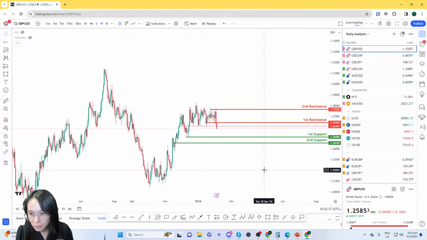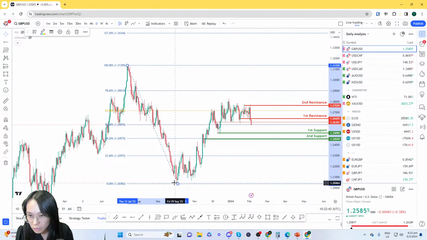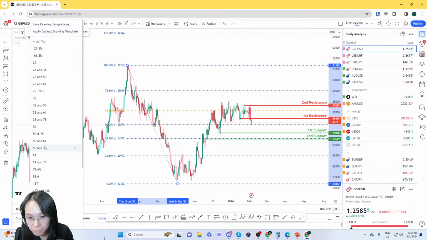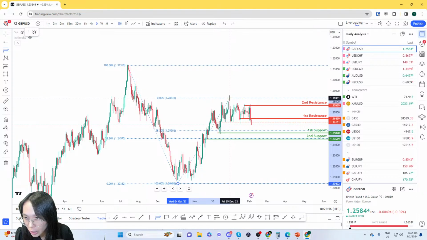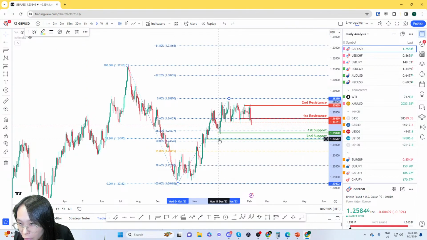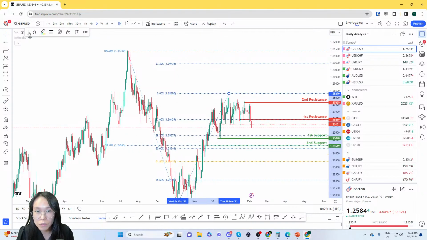Zoom it in first. So I can use this level, and we have 38.2 aligning very nicely with our second support. And on this swing low to swing high, I could also use 38.2 and 50%. So there are quite a few aligning. Give me a second. 33 has been broken, so I could use 38.2 and 50%.